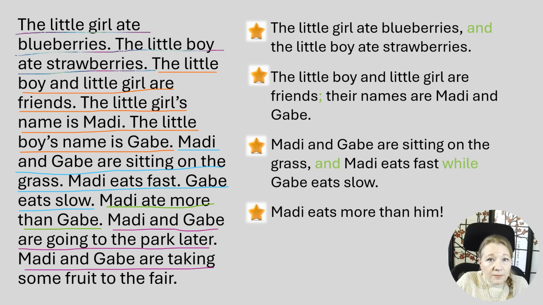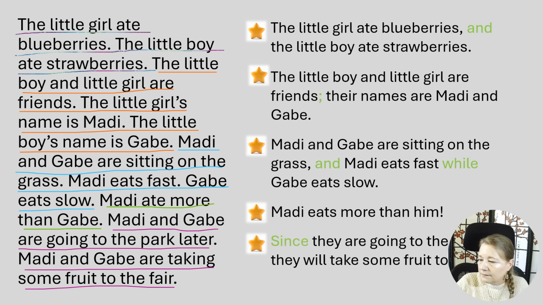Maddie and Gabe are going to the park later. Maddie and Gabe are taking some fruit to the fair. Feel like I can put those together because they're both talking about what's happening later. Since they are going to the park later, they will take some fruit to the fair. Okay, I feel like I can put those together.